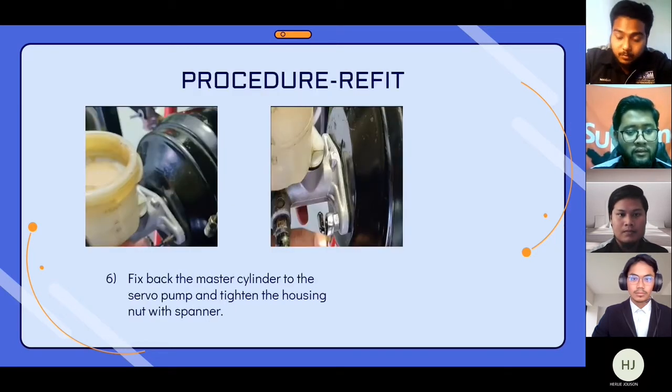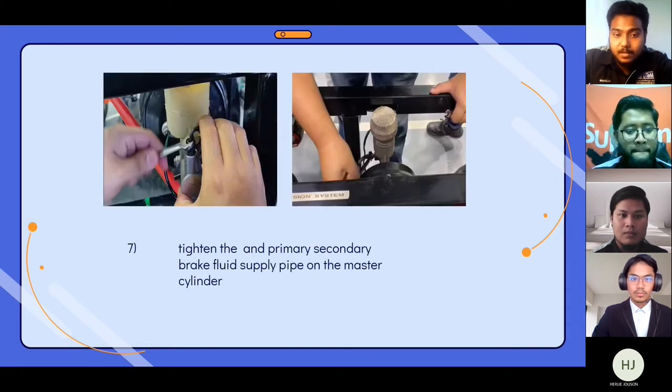Now the refitting procedure is almost the same, just do it the same way as we opened the master cylinder. First, we fix the master cylinder back to the servo pump and tighten the housing screw. And then we tighten back the primary and secondary brake fluid supply pipes on the master cylinder, and that's all for us. Thank you.